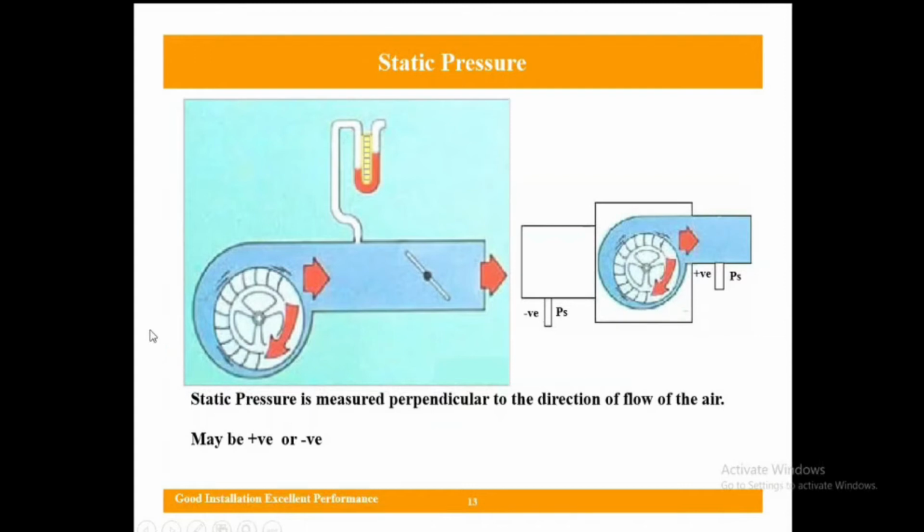If you measure the pressure here, because for any fan to supply the air, it should suck the air first. So this is the supply side, this is the return side, which means when the return air comes to the fan, it should suck the air to the fan inlet, pressurize the air, then send it. So on the suction side, it is called negative static pressure. On the discharge side, it is called positive static pressure.